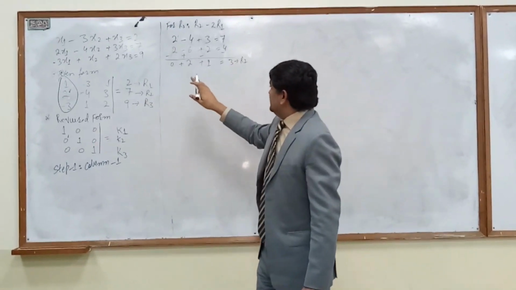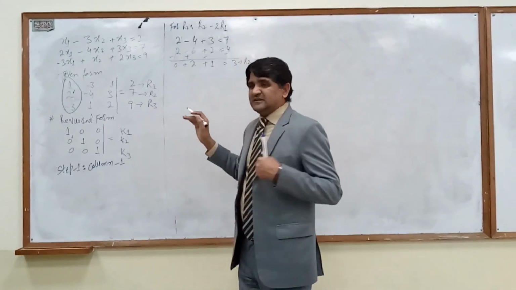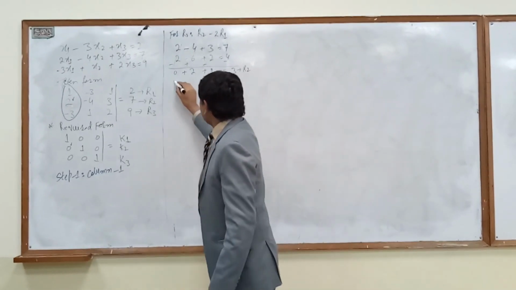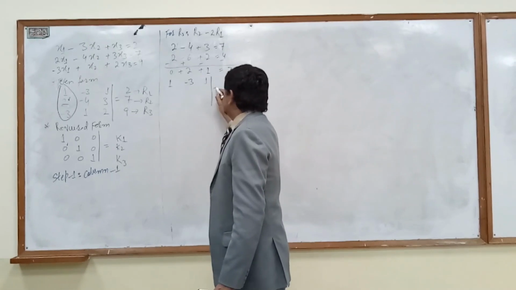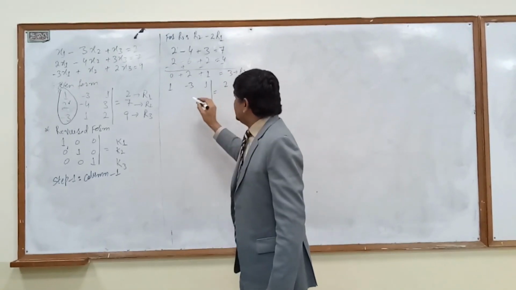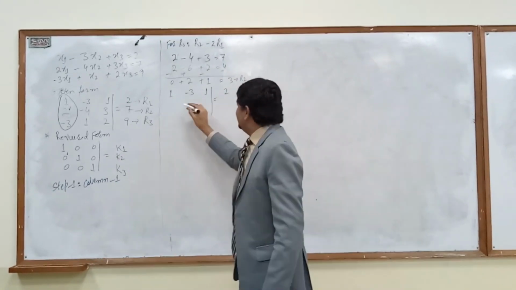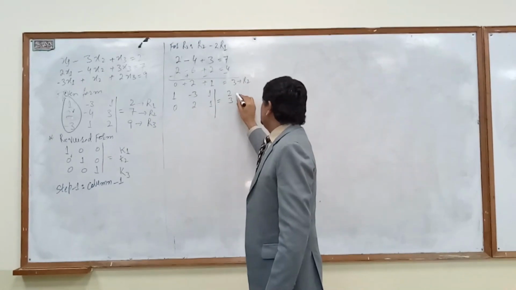So row 1 we have operated for row 2. So row 1 and row 3 will remain same. What is row 1? 1, minus 3, 1 is equal to 2. Then what's new row 2? 0 plus 2, plus 1 is equal to 3.